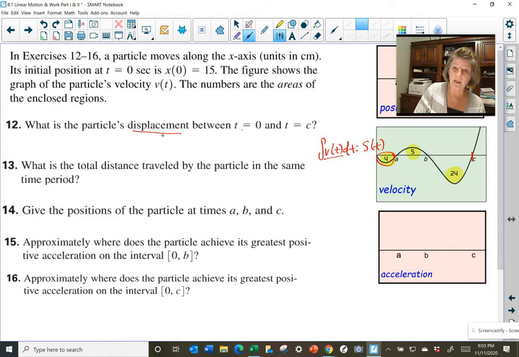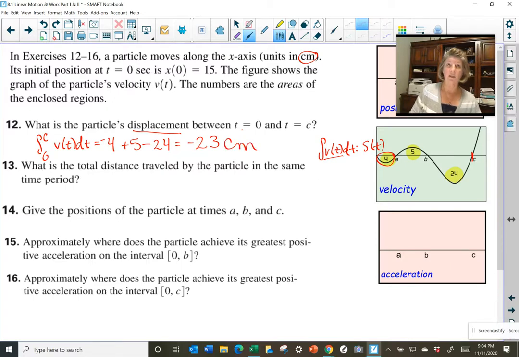Well, since it's displacement, I don't want to absolute value it. I would just say, from 0 to c of v of t dt, that's equal to displacement, and that's going to be a 4. But since it's below its negative, plus a 5 minus a 24, and that adds up to negative 23. So it has moved negative 23 centimeters. So that means it's to the left of where it started.